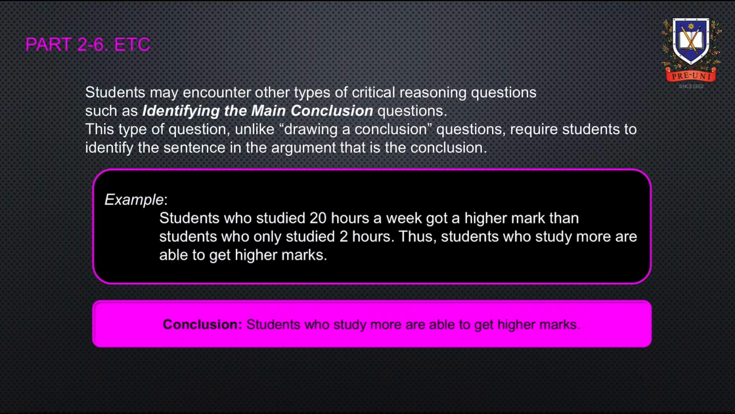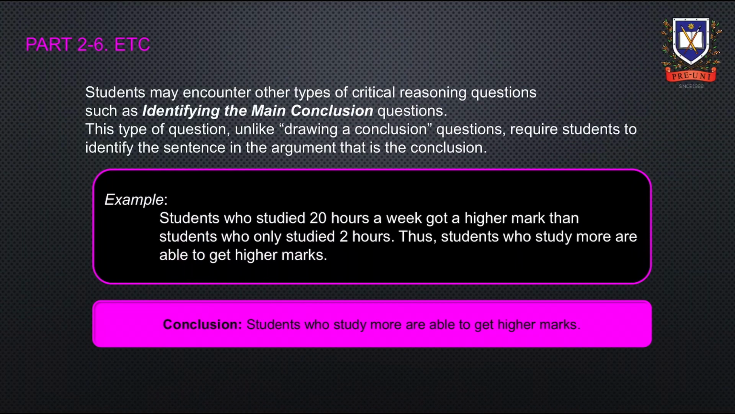You may be wondering what the difference between drawing a conclusion question and identifying the main conclusion question is. While drawing a conclusion question asks students to extrapolate a conclusion from the given information through inferring and using clues, identifying the main conclusion questions requires students to identify the sentence in the argument that is the conclusion.